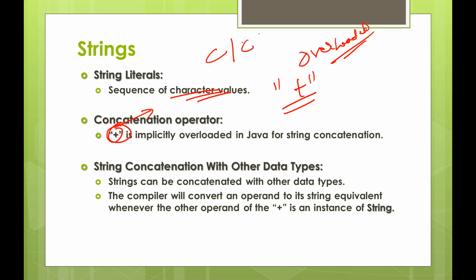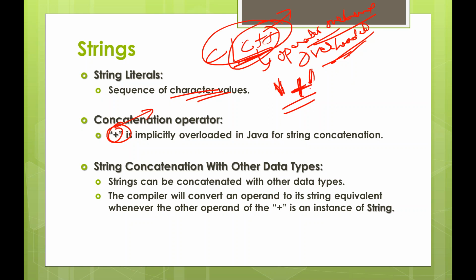If you know how Java is built, Java is built using C++ only. Okay, complete Java is built using C++. So C++ has a feature called operator overloading. You can do operator overloading in C++, but not in Java. But for this particular operator, they have provided string concatenation functionality by overloading the plus operator. So we cannot do that in Java ourselves.